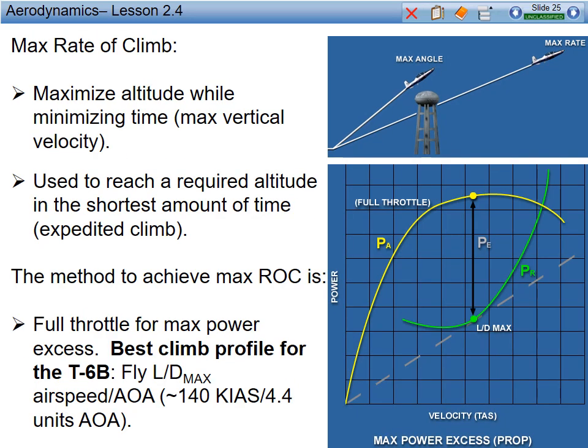Maximum rate of climb. This is achieved by gaining the maximum altitude over time, or in other words, the maximum vertical velocity. This is used to reach a required altitude in the shortest amount of time, or in other words, an expedited climb.